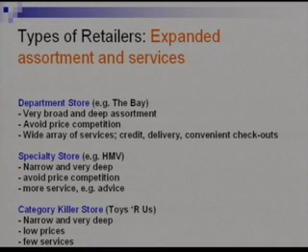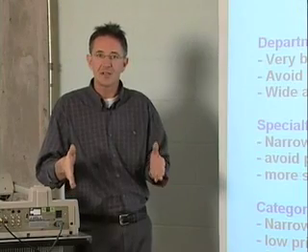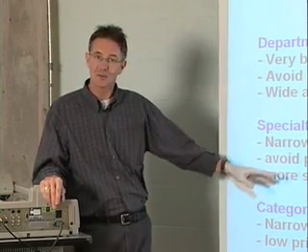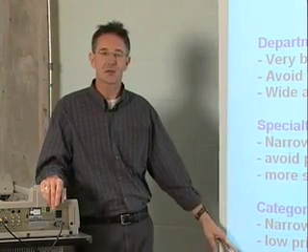Category killers are again companies that offer a very deep assortment. For example, Toys R Us is what's called a big box or category killer. They try to dominate the toy industry by offering just about every toy going. So an incredibly deep assortment of toys. They tend to have low prices. That's where the killer comes in, and few services.